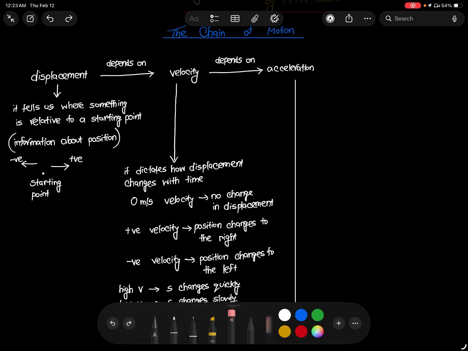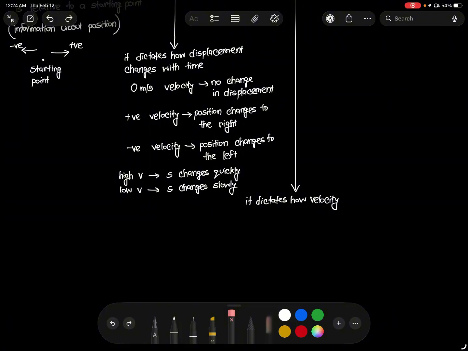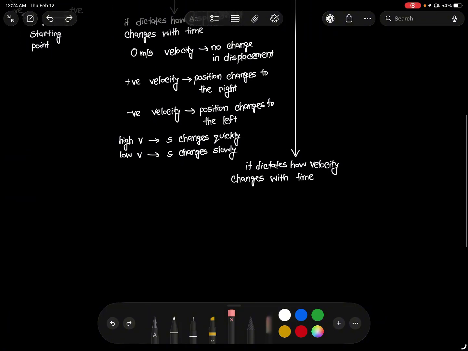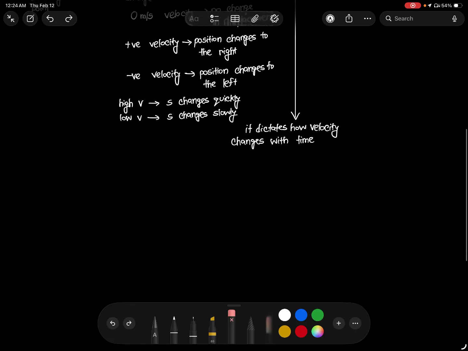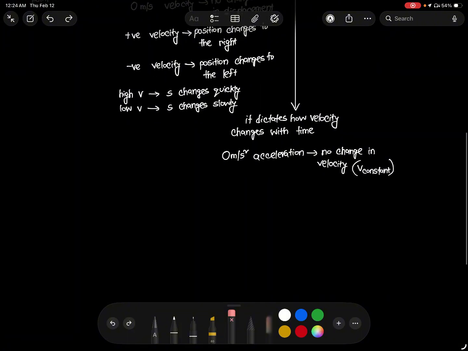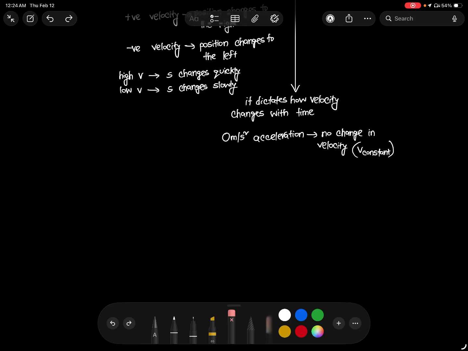Acceleration dictates how velocity changes with time, as in acceleration is the rate of change in velocity. Now let's see how velocity depends on acceleration. If the acceleration is 0 meter per second square, this means there is no change in velocity, as in the velocity remains constant. This doesn't have to be zero velocity. It can be zero velocity or it can be any other value, but whatever value that is, it must remain constant. Does this sound familiar?